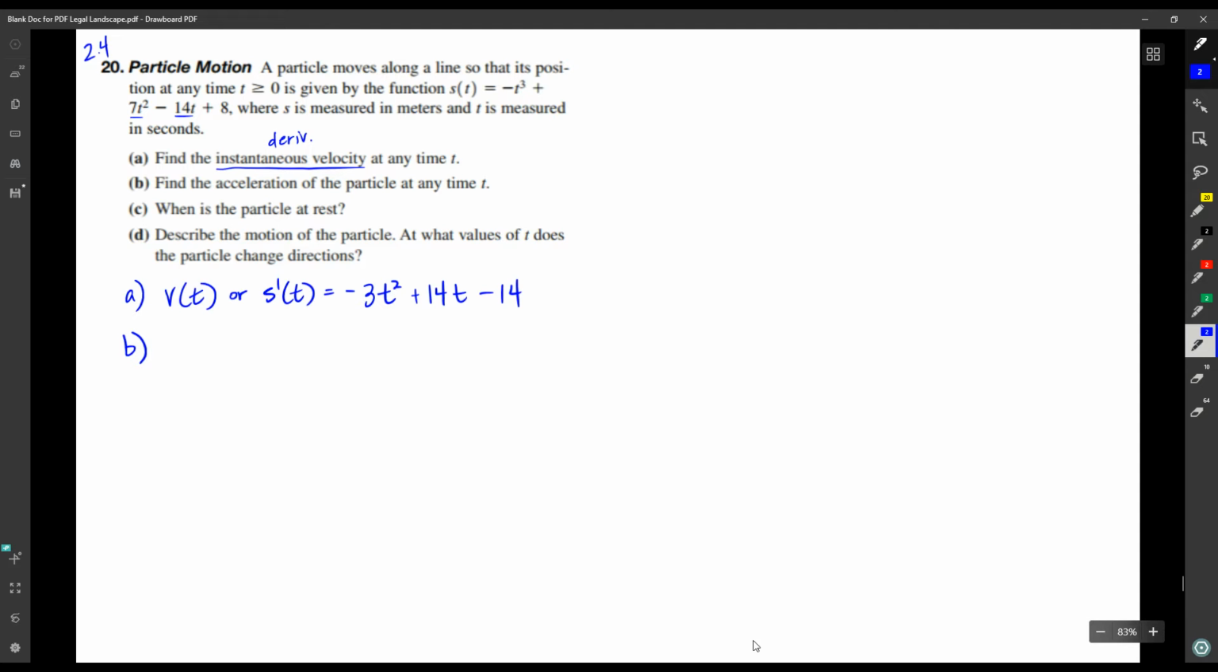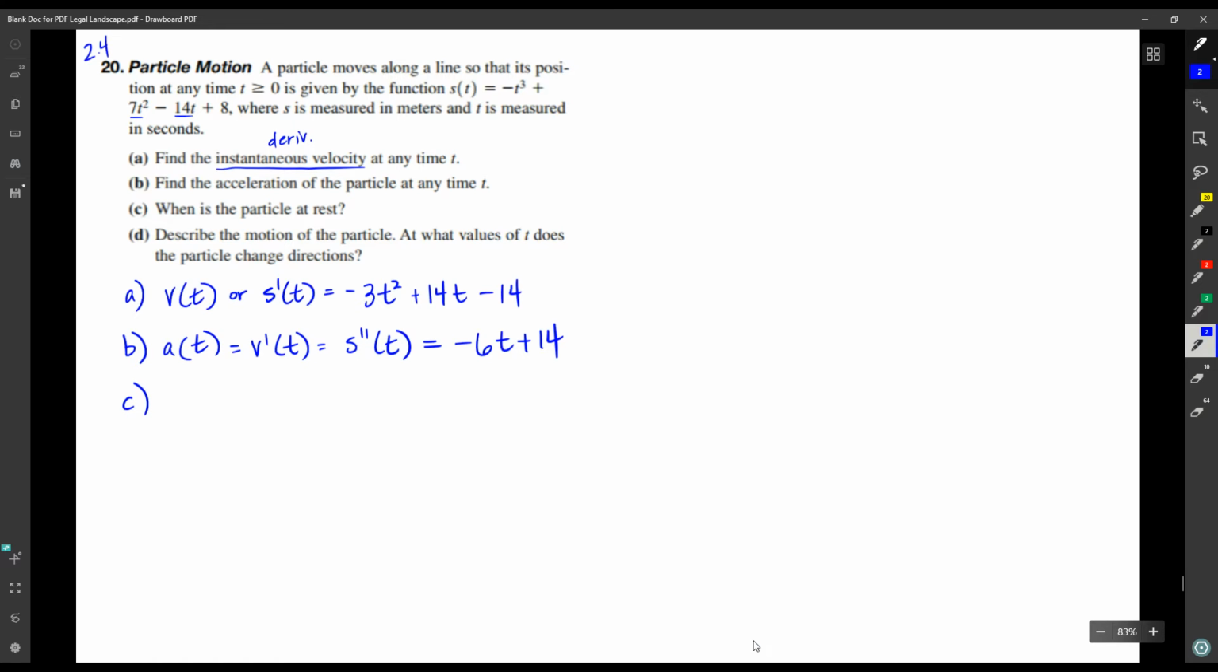B, we want the acceleration of the particle at any time t. The acceleration function we know is the derivative of the velocity function, or it's the second derivative of position. So whether we label this as a of t, v prime of t, or s double prime of t, we're all talking about the same thing. It's acceleration. And by the power rule, this acceleration is going to be negative 6t plus 14.